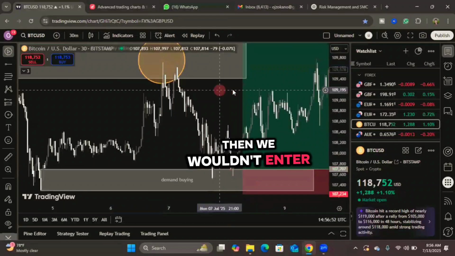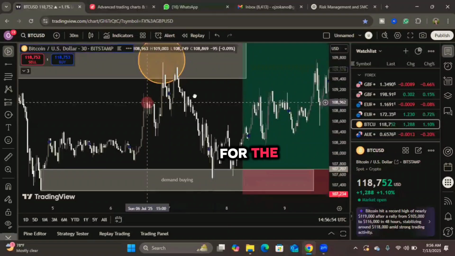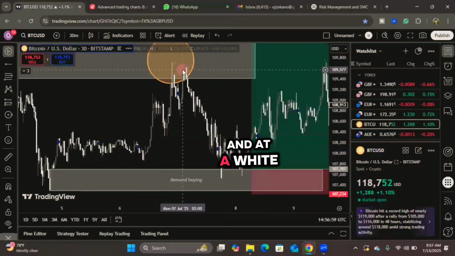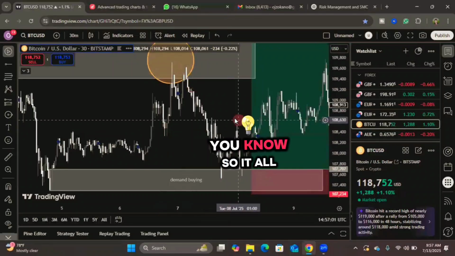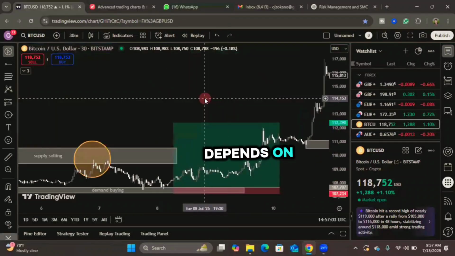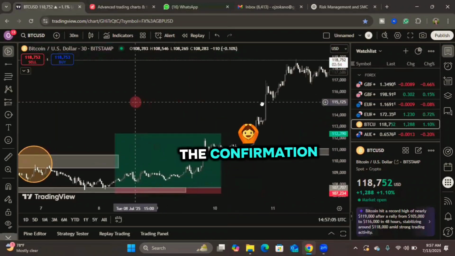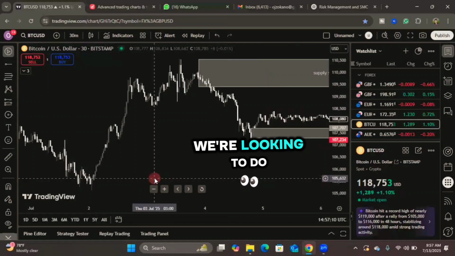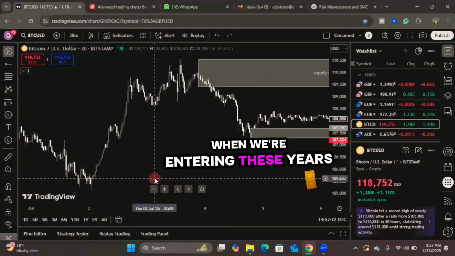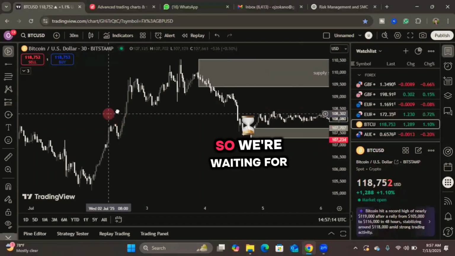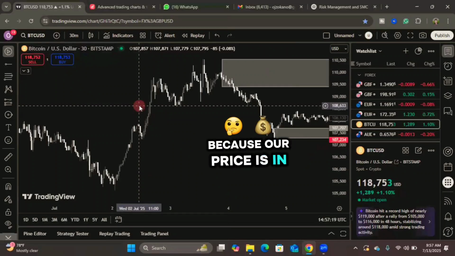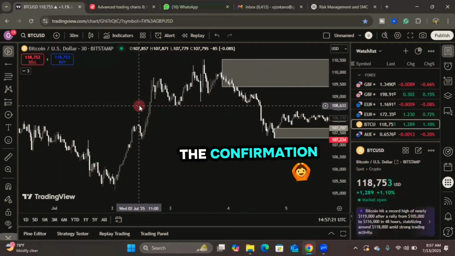Then we wouldn't enter. For the supply, we see where the price came in and had a white candle form and sold off. So it all depends, we're waiting for that confirmation, waiting for that entry type. And this is what we're looking to do when we're entering these areas. We're not just entering because our price is in that area. We have to wait for the confirmation. If we don't have the confirmation, we can't enter at all.